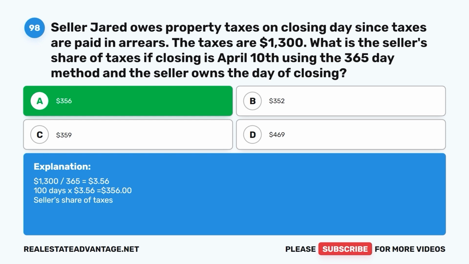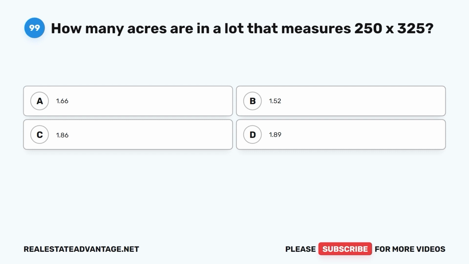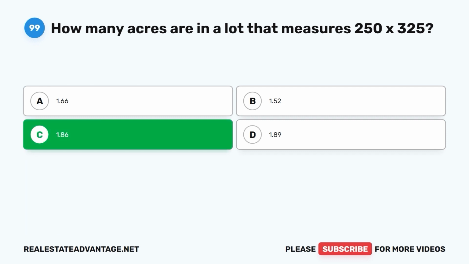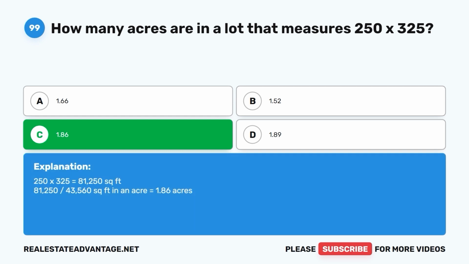Seller's share of taxes. Question 99. How many acres are in a lot that measures 250 by 325? A. 1.66. B. 1.52. C. 1.86. D. 1.89. The correct answer is C. 1.86. 250 times 325 equals 81,250 square feet. 81,250 divided by 43,560 square feet in an acre equals 1.86 acres.